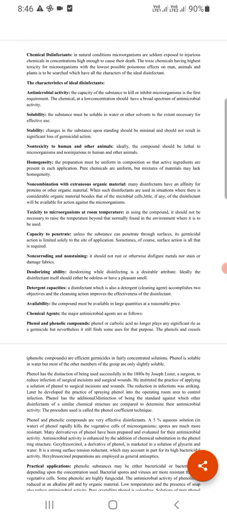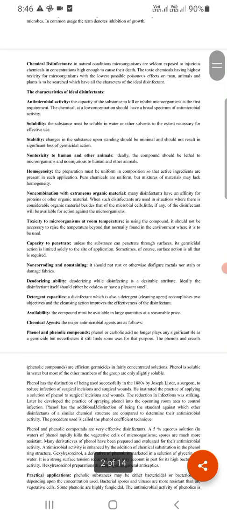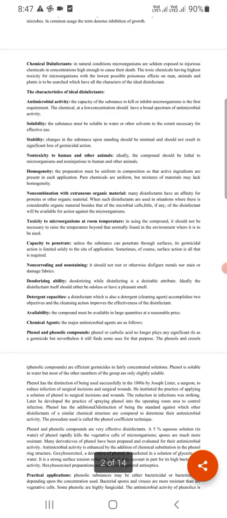The non-combination with extraneous organic material. Many disinfectants have an affinity for proteins and other organic material. When such disinfectants are used in a situation where there is considerable organic material besides that of the microbial cell, little of the disinfectant will be available for action against microorganisms. A disinfectant having activity towards organic material cannot be avoided, because all chemicals or disinfectants have activity towards organic material, as the cells are made of organic material.